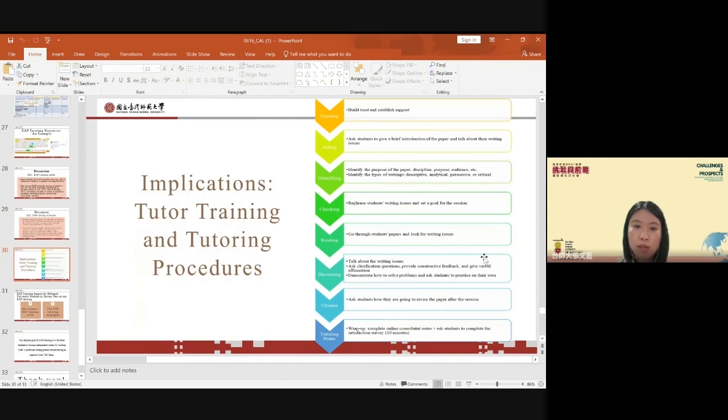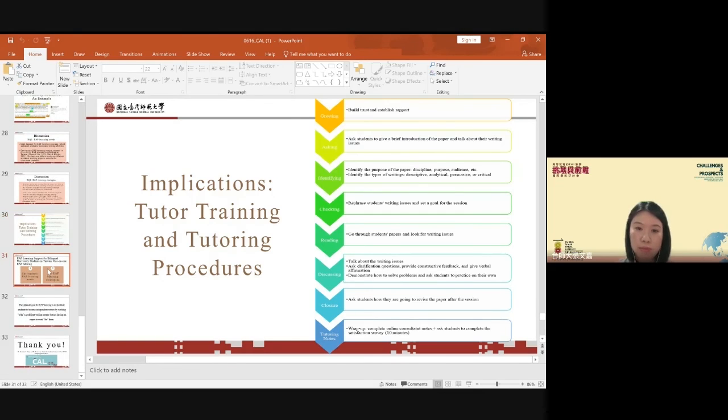So here's the implication of our study. One major implication of the study is the importance of tutor training and tutoring procedures. The findings can really help us identify the main strategies and help us with future training. And these procedures can keep developing over time.